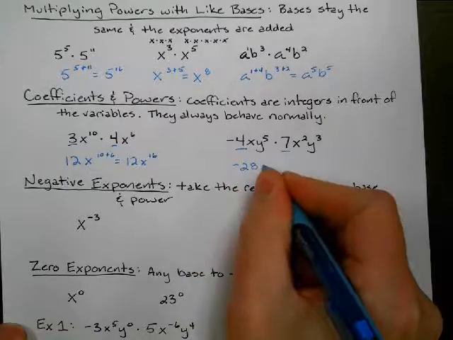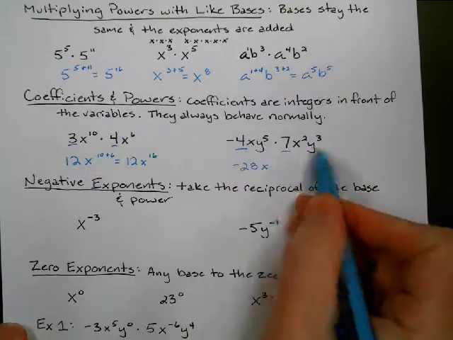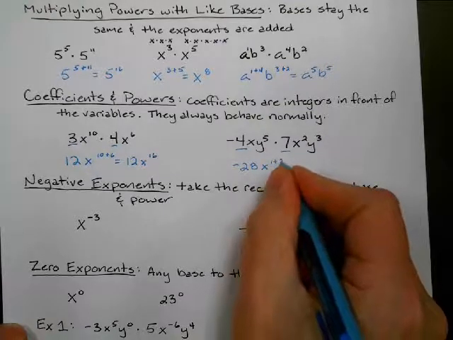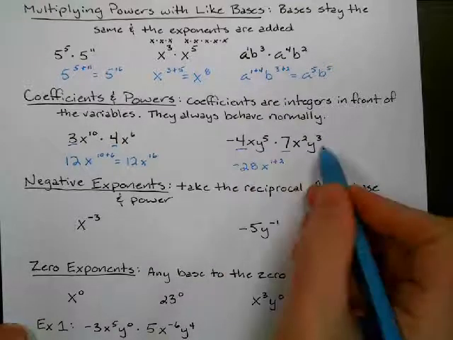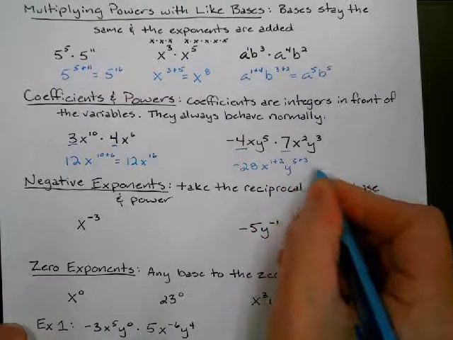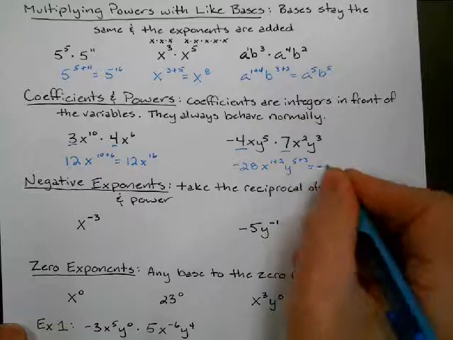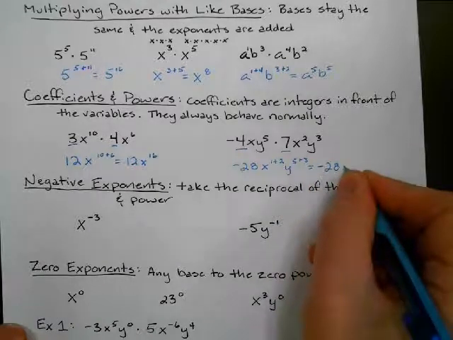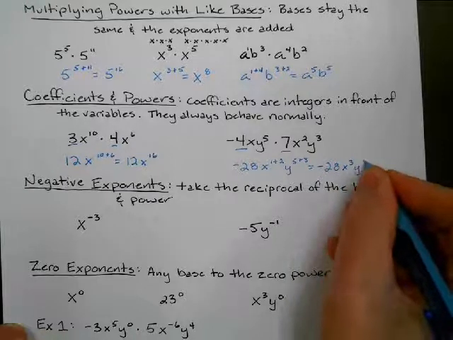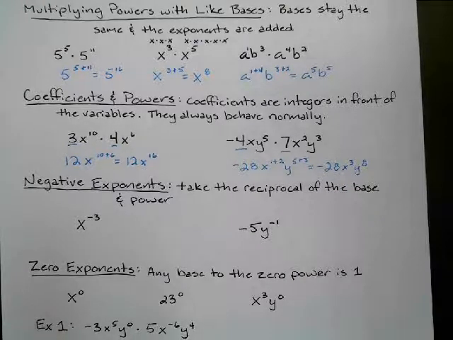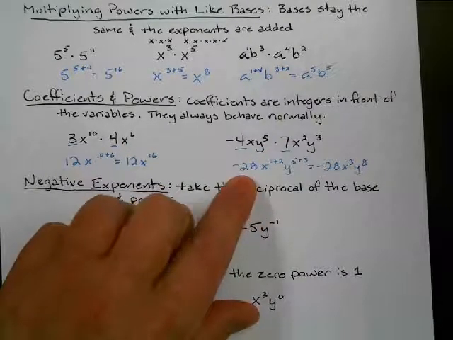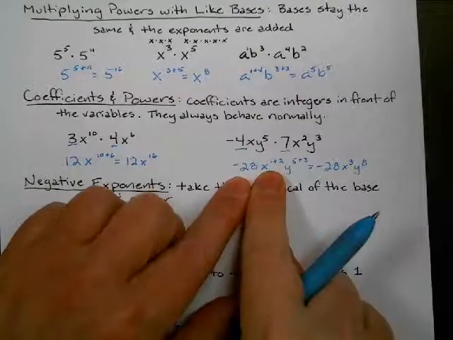And then my base of x, I've got another 2 of them over here, so that's x to the 1 plus 2. I've got 5 y's here and 3 of them here, so this would be y to the 5 plus 3. So my final answer is going to be negative 28, x to the third, y to the 8. The coefficients are multiplied normally, and then like bases, we add the exponents.